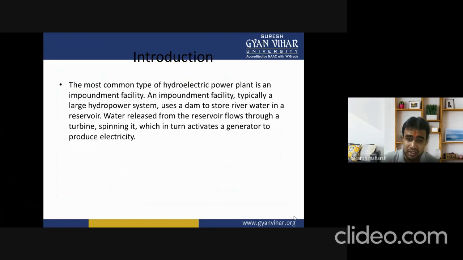But here we discuss the types of hydroelectric power plant, and now we will discuss the term hydro. Hydro means related to fluid, and fluid here relates to water.